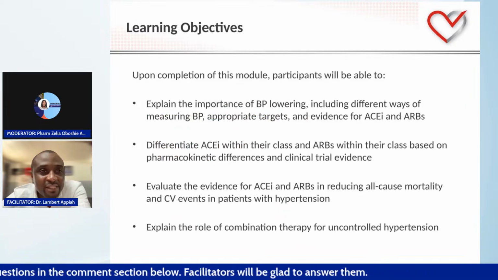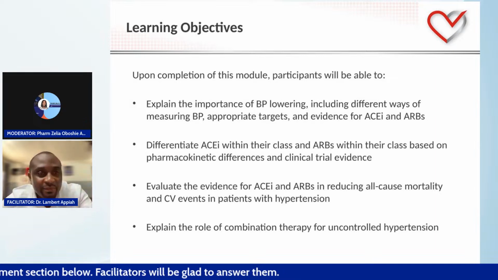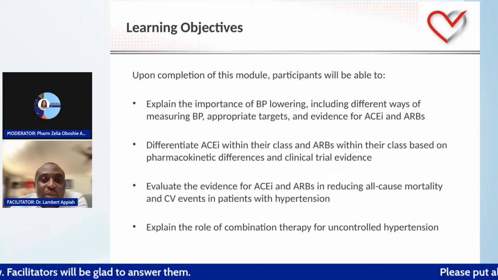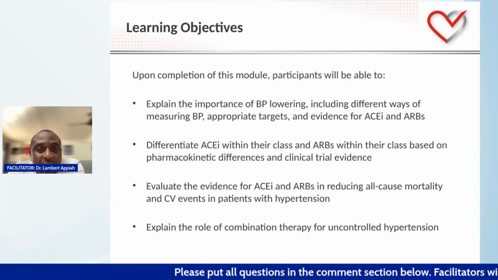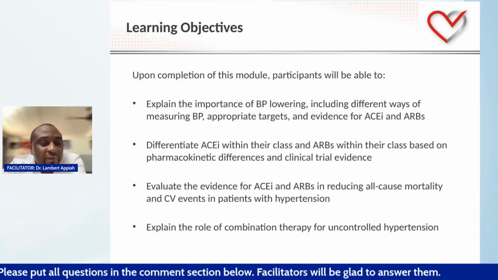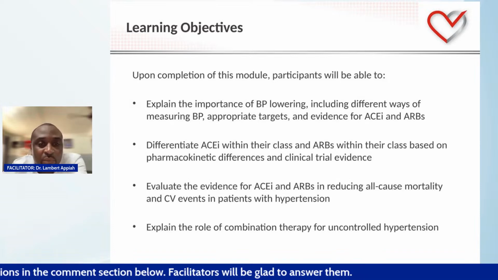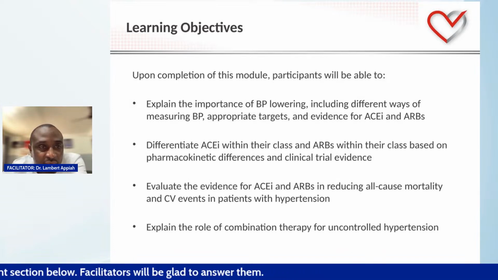So enough has been said, and it's our objective to look at some issues regarding blood pressure measuring, targets, and the evidence that ACE inhibitors and ARBs have so far to inform our choice of antihypertensives.